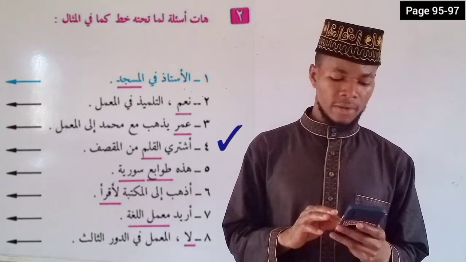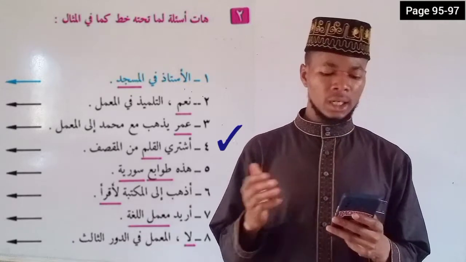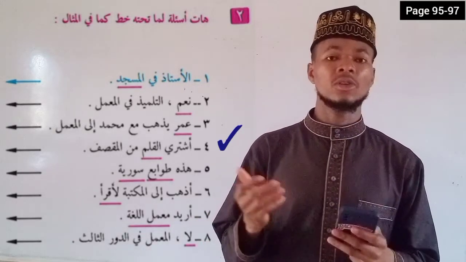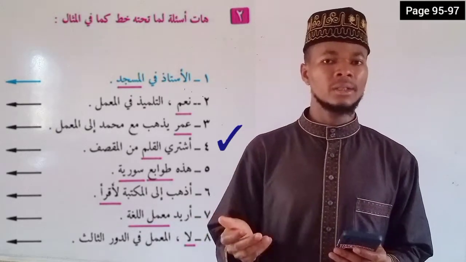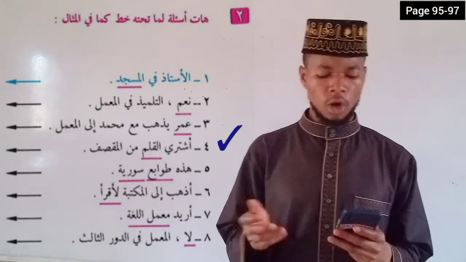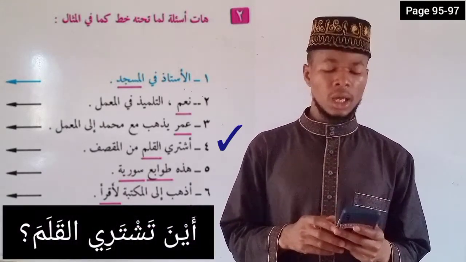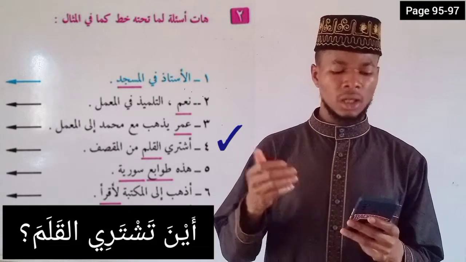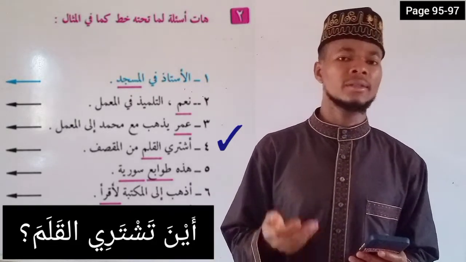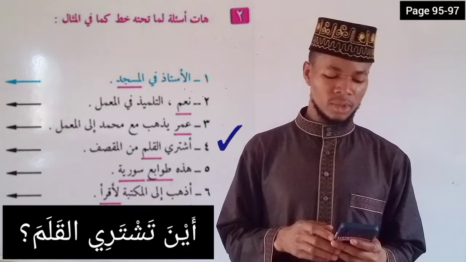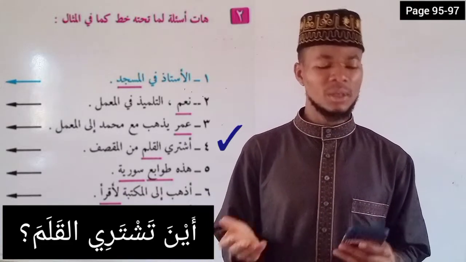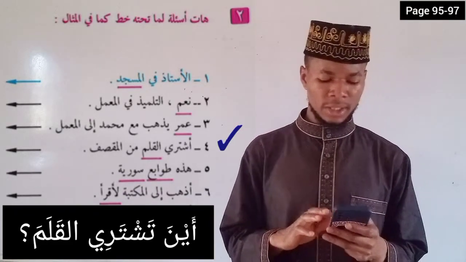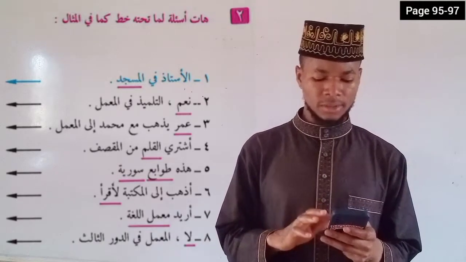Now question 4 we have Ashtari al-qalamu min al-maqsafi. That I buy the pen from the shop. So here we can ask the question, Aina tashtari al-qalam. Where do you buy the pen? So here we now see Ashtari al-qalam min al-maqsaf. So this is how you complete this exercise.